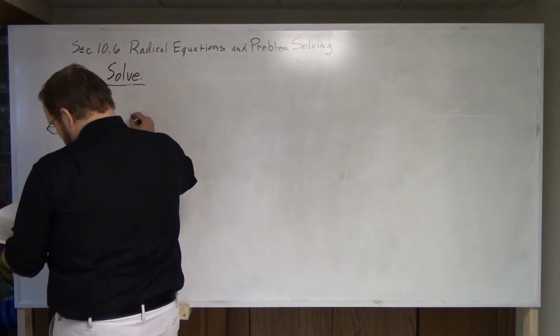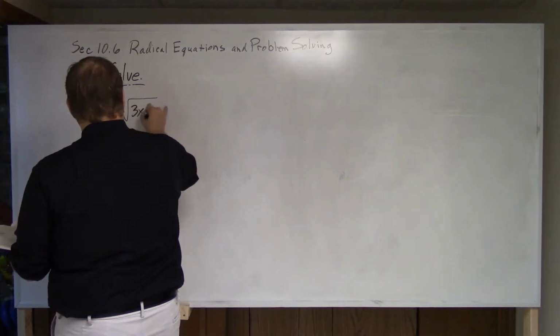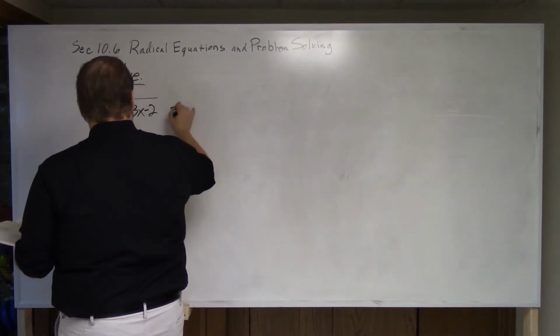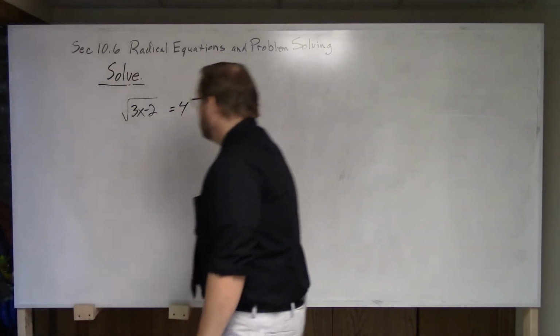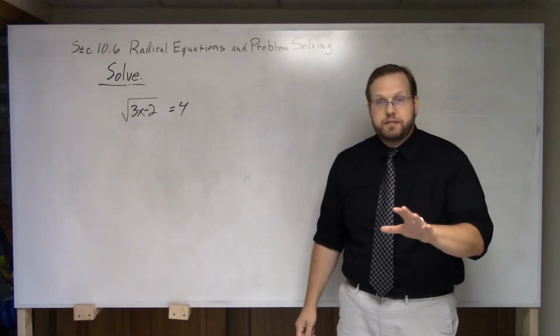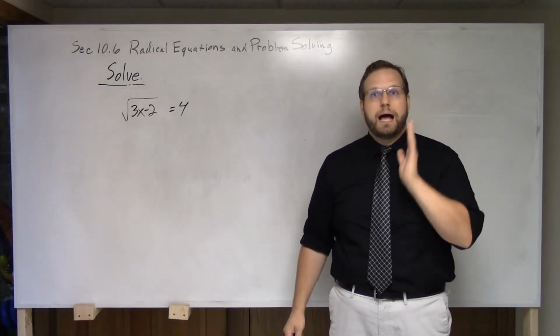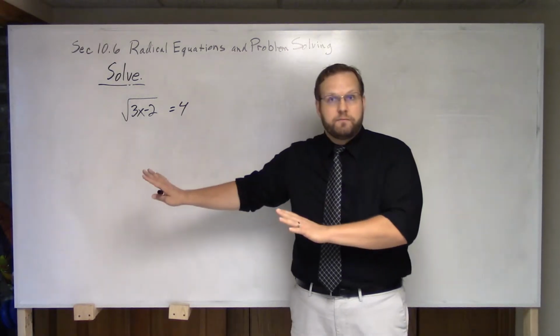So let's say we want to solve the square root of 3x minus 2 equals 4. Now, first thing we would do in any of these equations is get the radical isolated on one side, which it is in this case. So that's done for us.